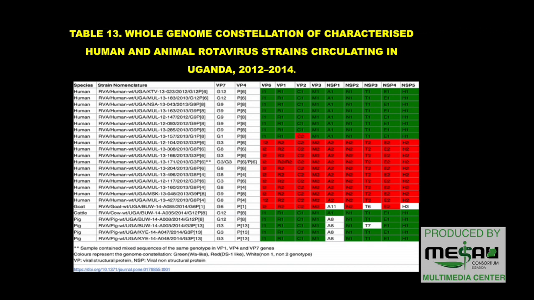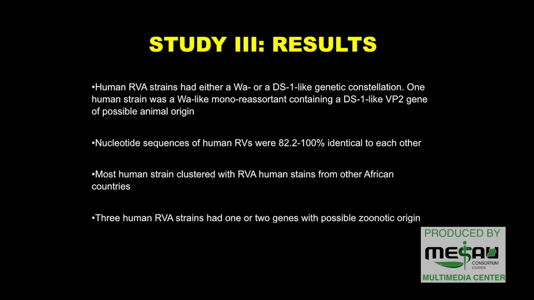These are the animal samples. For the animal samples, we found some others which are not Wa-like or DS-1-like. When we compared our nucleotide sequences, we found that the human rotavirus sequences in our study were 82.2% to 100% identical to each other, and they were also similar to other rotavirus strains from other African regions.